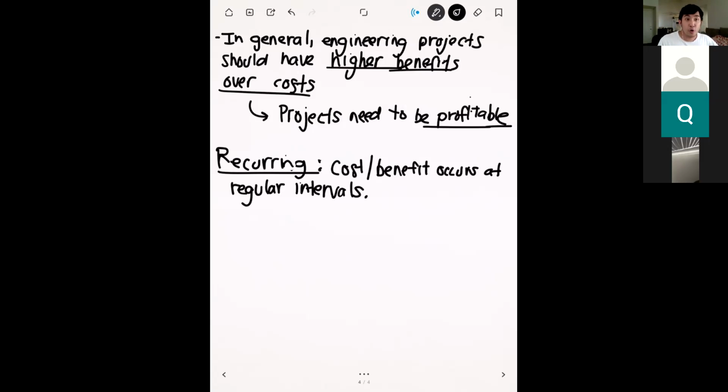Some examples of a recurring cost would be the maintenance cost that you pay on a machine, right? You have to pay a person once a month to come out and inspect the machine and perform any fixes. Another example of a recurring cost would be paying your staff or your labor, right? You have to pay them every other week or once a month, whatever the arrangement is. An example of a recurring benefit would be, say you have a wind turbine or an electric generator, and you sell that electricity every month, then that's a recurring benefit for you as well. So when I say recurring, I basically mean that the cost or the benefit occurs at regular intervals.